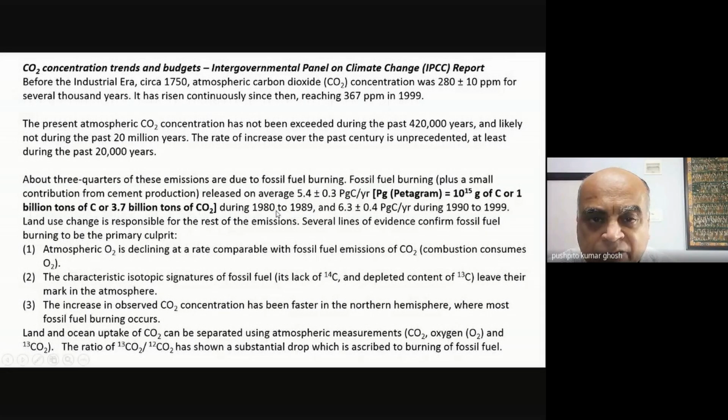Okay, and I'm covering the figure from 1980 to 1989. So it will be 5.4 multiplied by 3.7 billion tons, which is equal to 1 petagram, multiplied by 10 years. So that is the total amount of CO2 for a 10-year period from 1980 to 89.